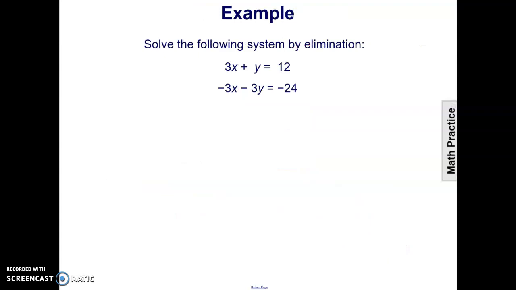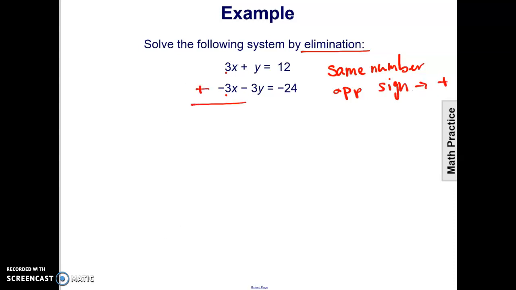Okay, so let's go ahead and look at another example. I have two equations here, and my instructions say solve by elimination. When I solve by elimination, my first step is to look for coefficients that are the same. In this case, my y coefficients are 1 and 3. Those are not the same. I cannot eliminate y. My x coefficients, however, are 3 and 3. So I see they have the same number. Both are 3. And they have opposite signs. So when they have opposite signs, that means I'm going to add. So I'm going to go ahead and add these two equations.